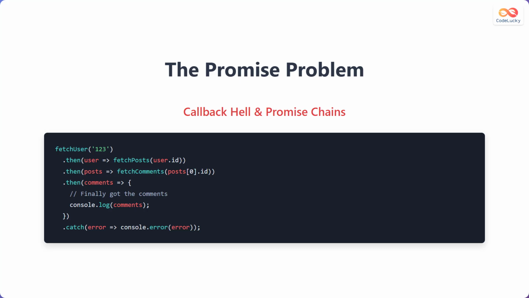Consider the following code where we need to fetch a user, then their posts, and finally the comments on the first post. This leads to nested then calls, making the code difficult to read and maintain.